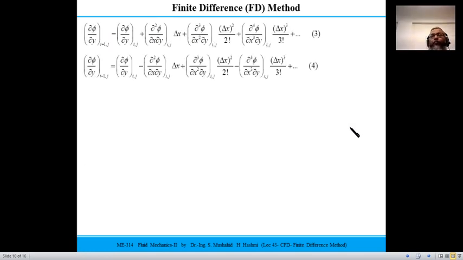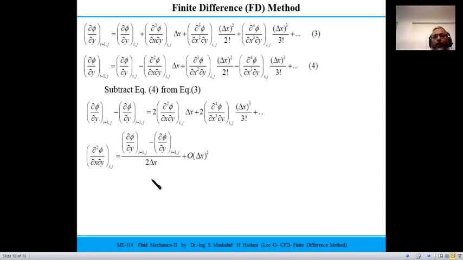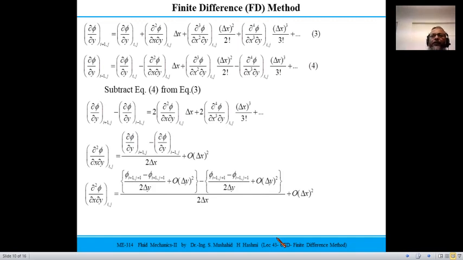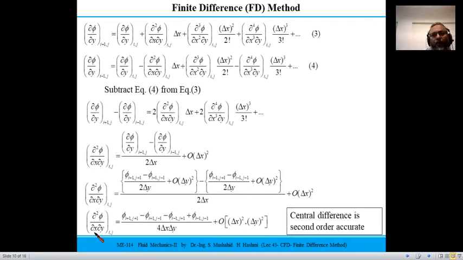From equations 3 and 4, if I subtract equation 4 from equation 3, I will be able to get that expression. And here I have the mixed derivative, which I bring to the left hand side. So if I know the first derivative of the function phi with respect to y, I can calculate that mixed derivative. I just substitute the finite difference expression. In this way, I will be able to calculate the mixed derivative, del square phi with respect to x and y.